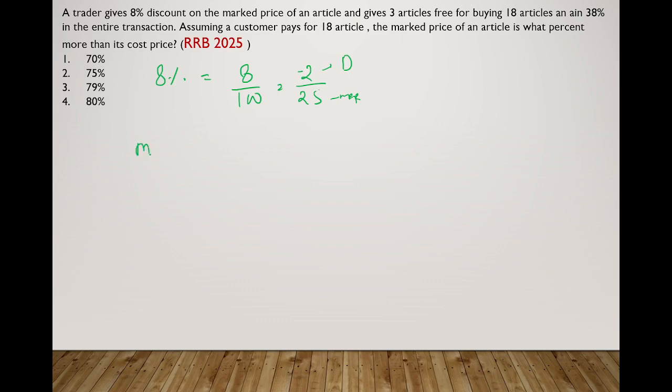So our MRP divided by CP, with 8% discount, would be 23. 25 minus 2 is 23, divided by 25. This is MRP and this is CP, because the trader is giving discount, not a retailer or shopkeeper. So this is MRP... and 3 articles free for buying 18 articles.